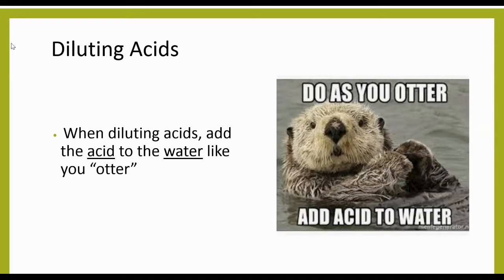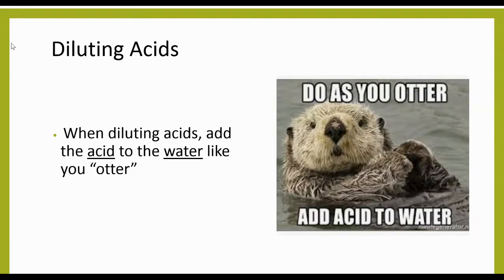Now, one really important thing is with diluting acids, we need to be careful with how we mix the acid and the water. If you do it the other way around, you can have acid splash up in your face. You also get a lot of heat released really, really quickly, which can be dangerous. So the safe way to dilute acids is to add the acid to the water like you otter. Okay, so a little mnemonic to help you out there. Add the acid to the water like you otter, because if you do it the other way, you're going to get acid splashing up on your face and a lot of heat in a small container.